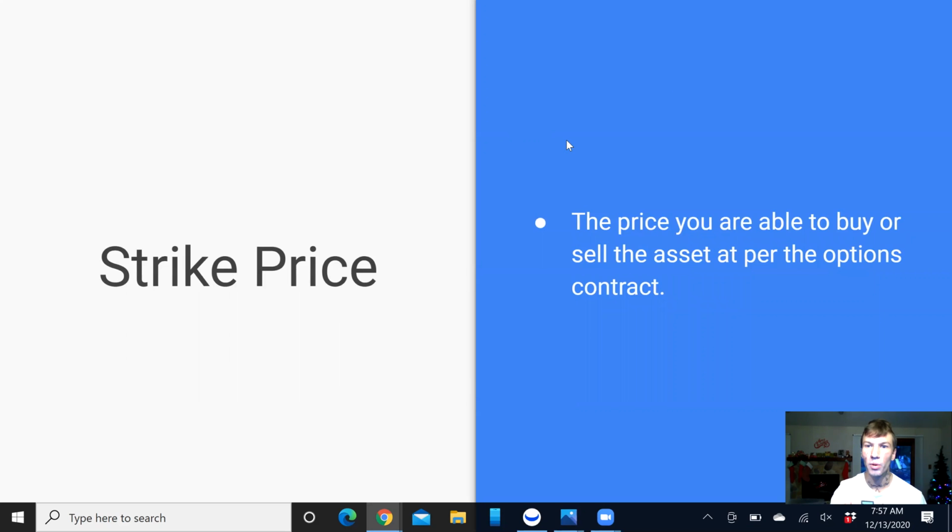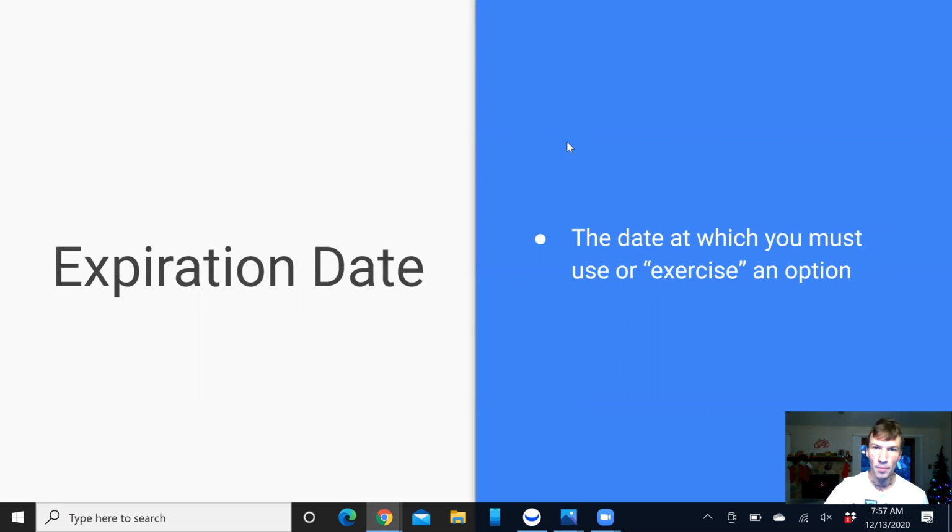All right. The strike price is the price that you're able to buy or sell the asset at per the options contract. And the expiration date is the date at which you must use or exercise an option. Like I said, I never use or exercise the options. I'm just buying and selling the contracts. So it really doesn't matter. None of this matters when you buy or sell the contracts because you're never going to exercise it. You're never going to let it expire.